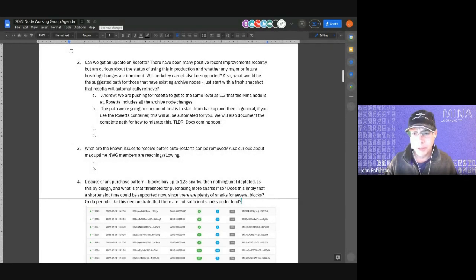Let's move on to the next question. It's about the auto restarts. And I was wondering, maybe Prithvi, would you be able to speak to this one? It says, what are the known issues to resolve before auto restarts can be removed? Also curious about the max uptime node working group members are reaching. I'm not sure if Prithvi will be able to answer this, or maybe Andrew, you can help too, but would really like to also hear the max uptime that people here are getting. That would be very interesting to know.